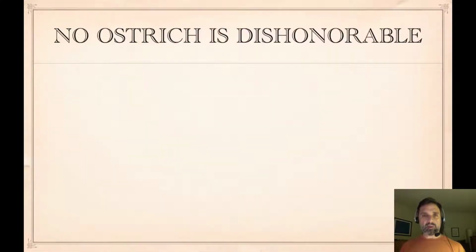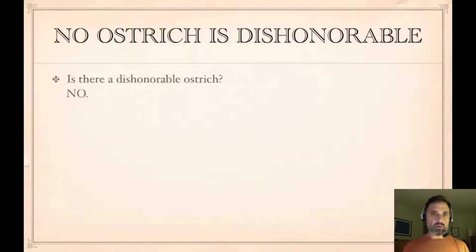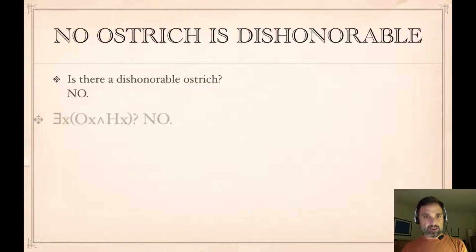Okay, now here we have a more complicated sentence. We have no ostrich is dishonorable. So we could think of that as saying, is there a dishonorable ostrich? No. So we're going to symbolize the negation of some ostrich is dishonorable. So we're going to have not existential conjunction, and we're going to have OX on one side to symbolize ostrich, and we're going to have is dishonorable on the other side to symbolize it.